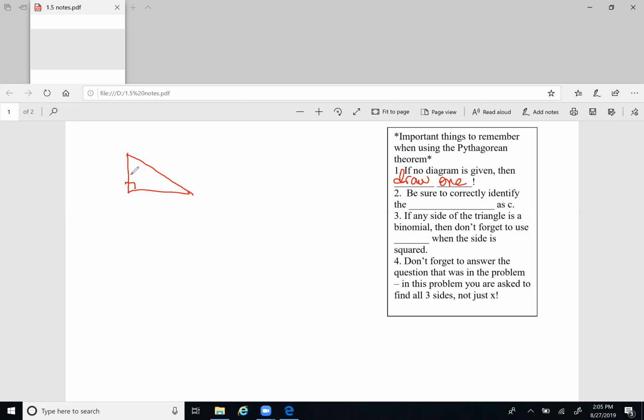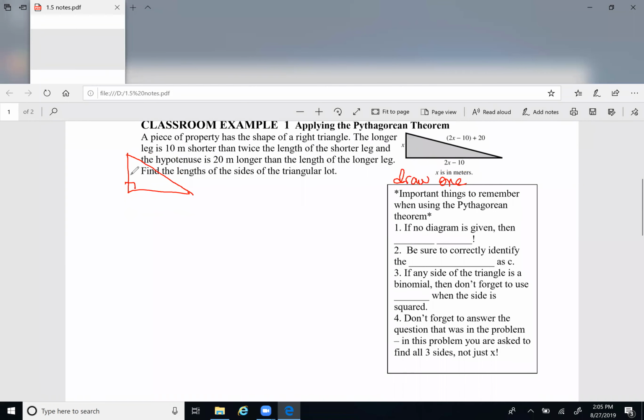Now, I do want to scroll back up for a minute and let you look at these words, and I want to point out a couple of things to you. Okay? So what we do see is that there are some comparisons going on. We see the longer leg is 10 meters shorter than. You want to look for these comparison statements such as shorter than, longer than, and so forth. So I see the longer leg is 10 meters shorter than twice the length of the shorter leg.